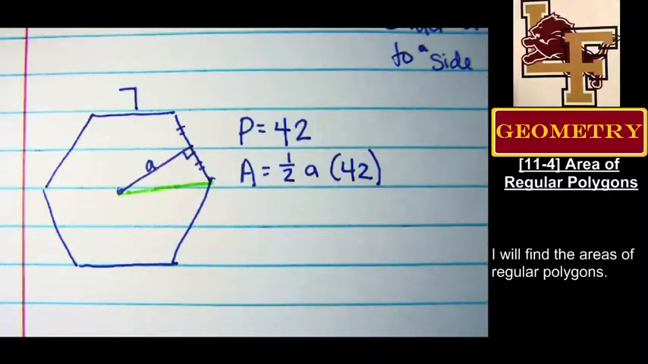All right, so now I have this right triangle that I need to find some angle measures for because I don't know the angle measures. And I need them in order to use trigonometry.